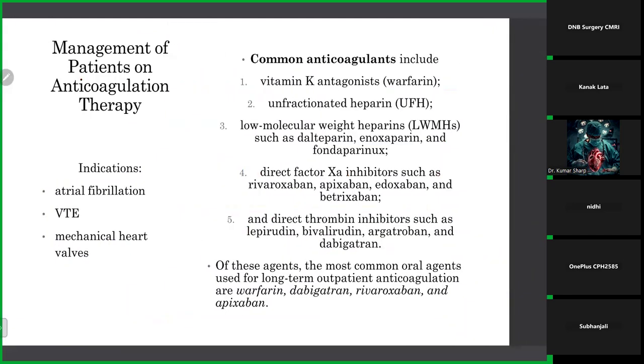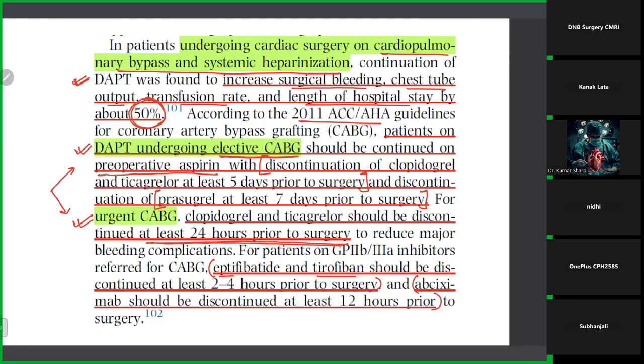Essentially, what it means is, as was being said, these have a very short half-life. Tirofiban and eptifibatide have a very short half-life, so they can be continued until 2 to 4 hours prior to surgery, as opposed to something like prasugrel, which has a very bad effect on platelet function. Very robust.